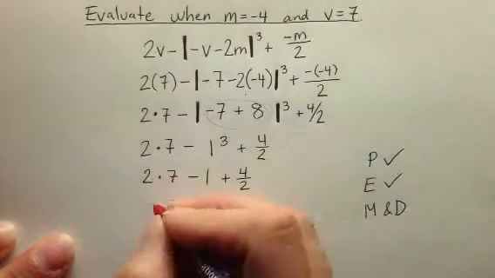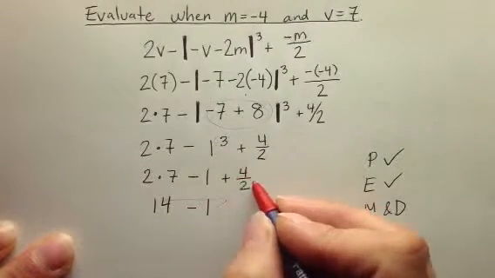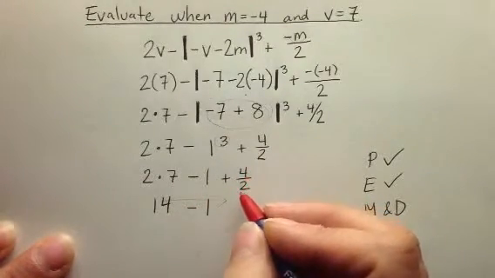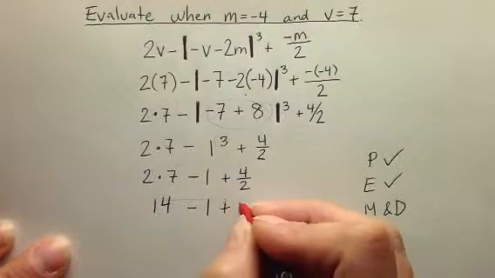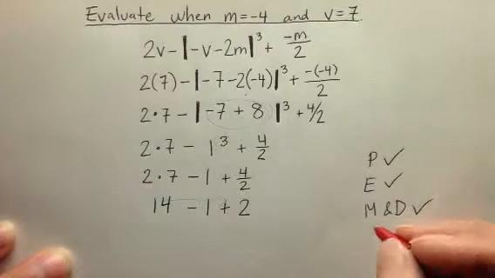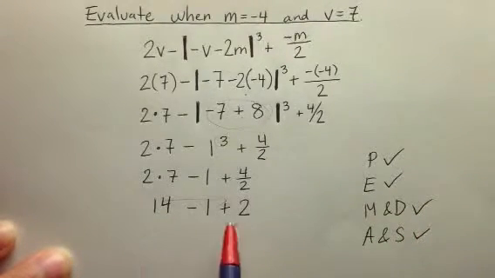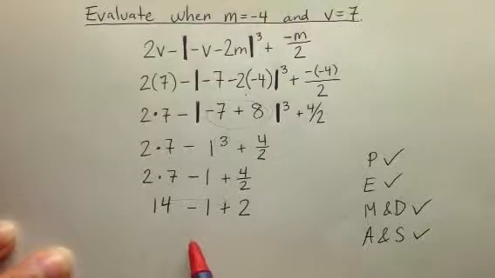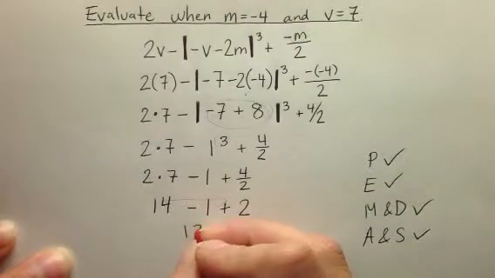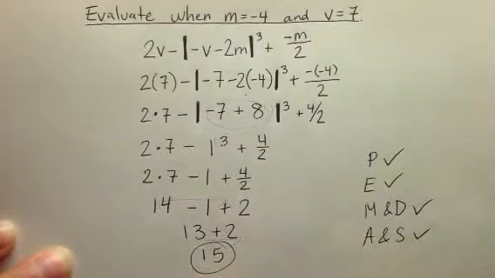So 2 times 7 is 14 minus 1, and then I'm just going to go ahead and take care of this in the same step. 4 divided by 2 is 2. And I finish my multiplication and division. The last step is addition and subtraction. Again, I have more than one. I have subtraction and addition. I have to go in order from left to right. So 14 minus 1 is 13, and then plus 2 is 15.